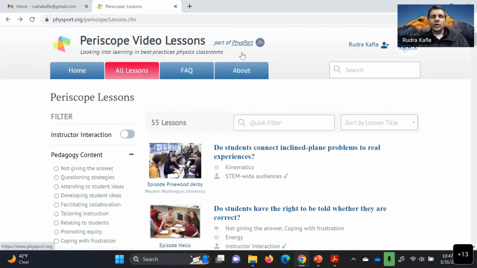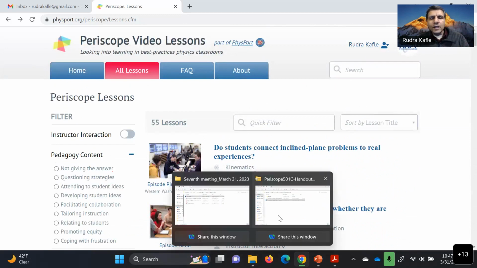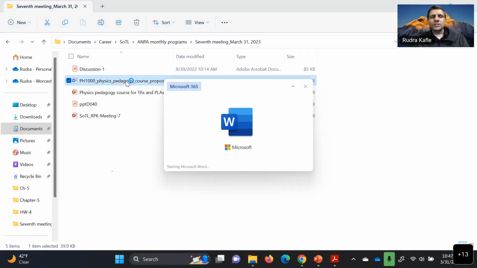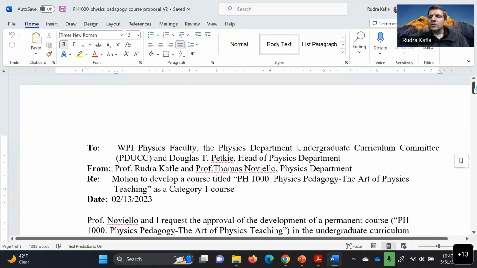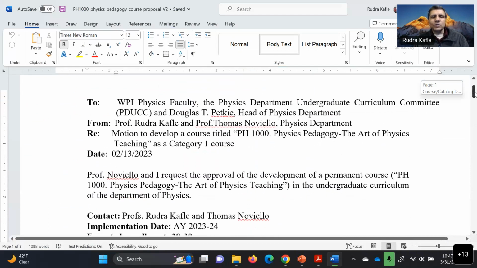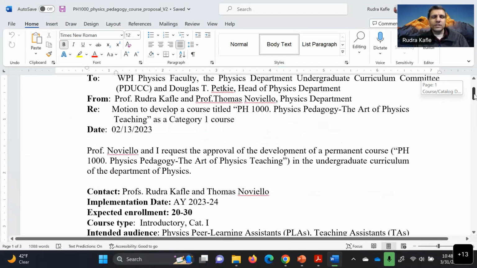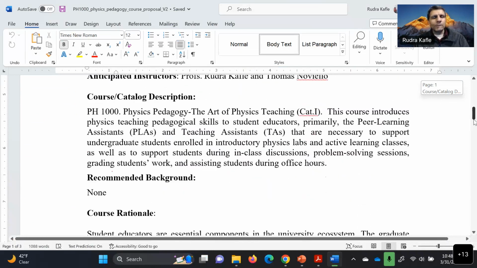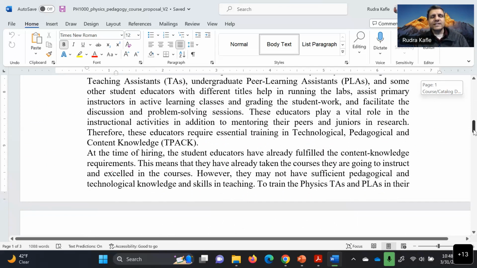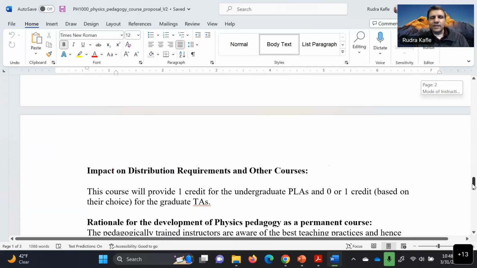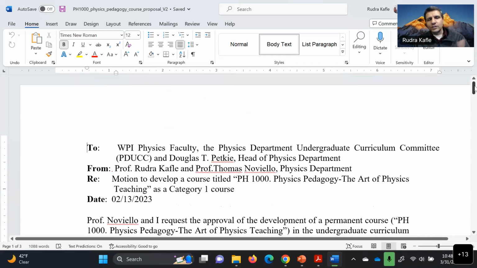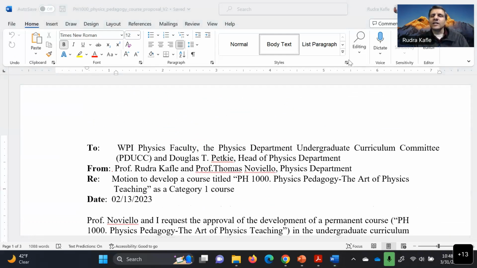Now, one final thing I would like to show. As I mentioned, one of my colleagues who recently started at WPI and I have submitted a course proposal, and it is under review in the physics department at WPI. Those are the course components I have integrated here. I would like to get your feedback to improve the content, if needed.